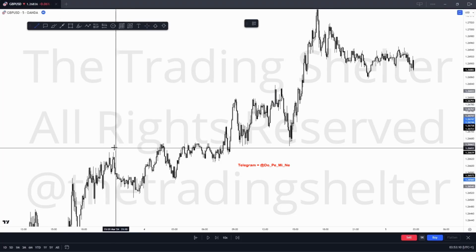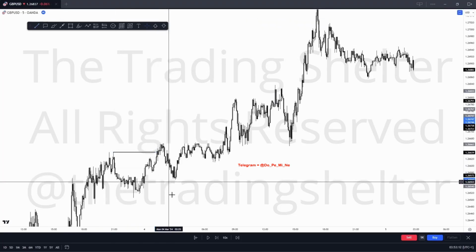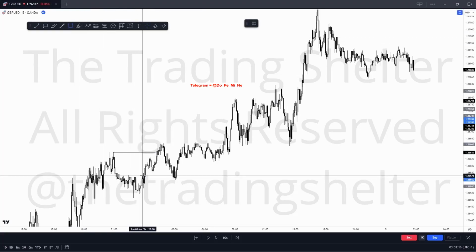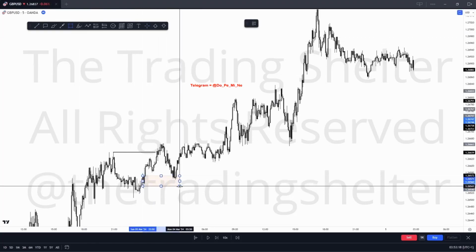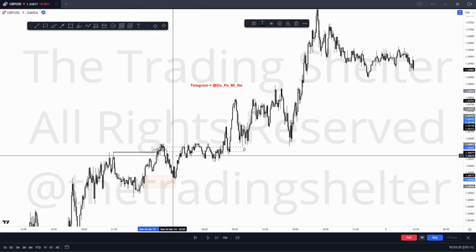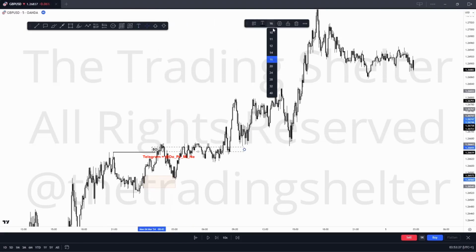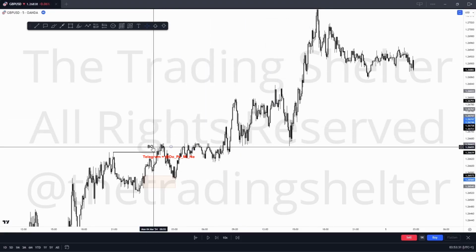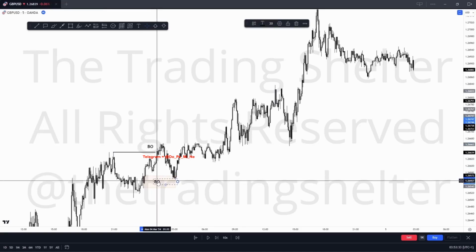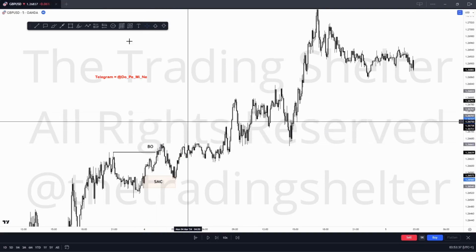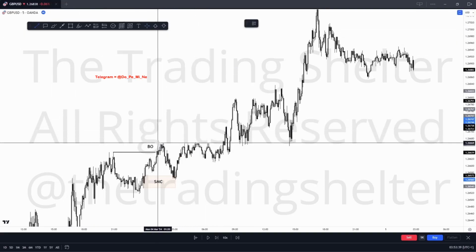Price creates a new high here. We have a POI with imbalance here. We have breakouts entering here. Let me just put this a little bit bigger here so you can see it. Breakouts, and we have SMC traders.